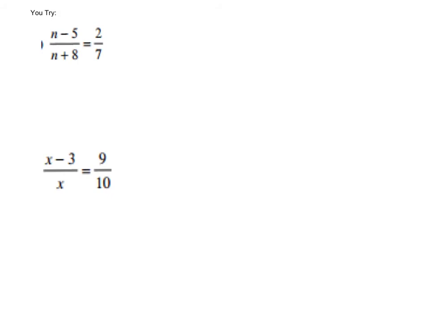Okay. I like the method 2. So after I learned it, I was like, boy, that is the easiest thing you could ever do. So I like that method. So I'm going to say my least common denominator is 7 times n plus 8.